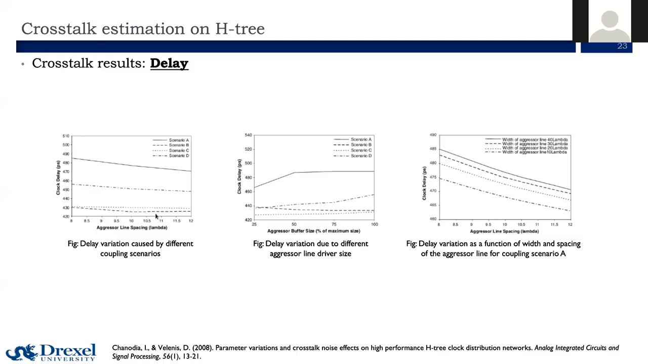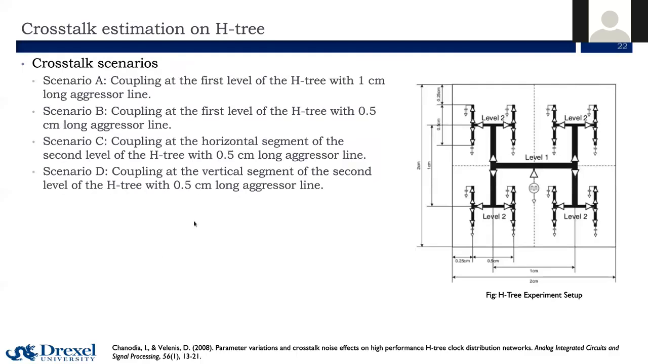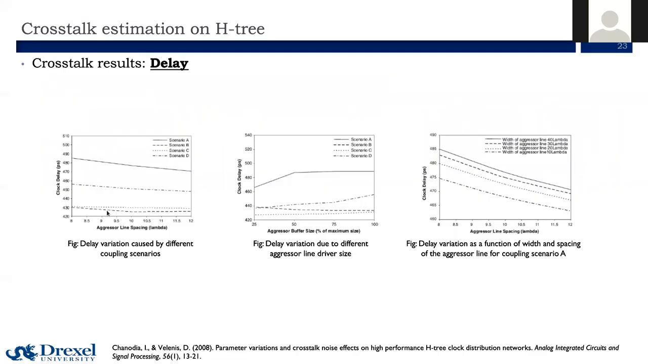And this can be attributed to the fact that in scenario D, the coupling was done vertically. If we look at the vertical interconnect, it is also coupled with other interconnects which switch in the opposite direction. All of the coupling that we did in this case switches in the same direction, but in this case there are neighboring interconnects which switch in the opposite direction, which may have contributed to this increase in delay.